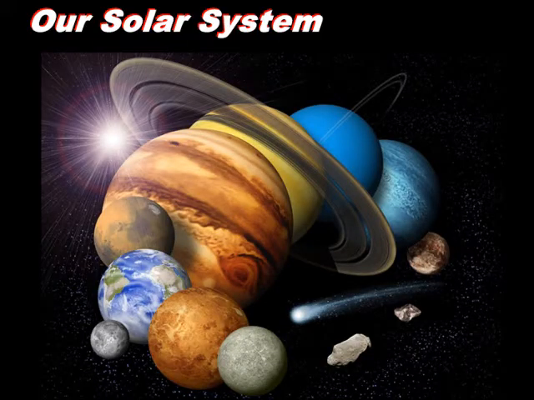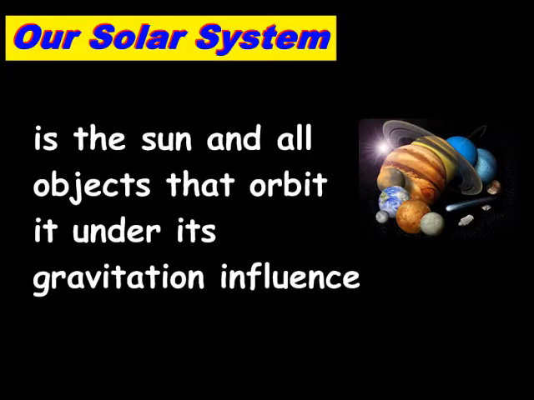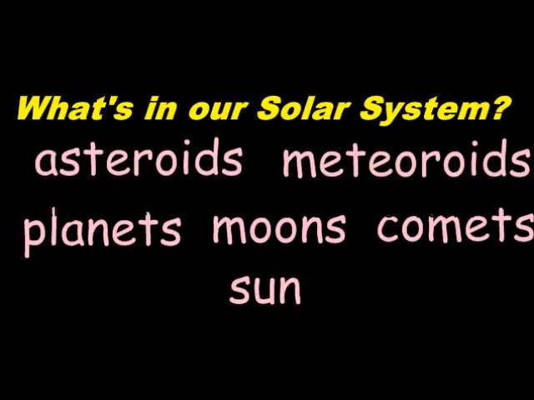This week we're going to be talking about our solar system. Our solar system is defined as the Sun and all objects that orbit it under its gravitational influence. This includes asteroids, which are large space rocks, meteoroids, which are small space rocks, planets, which are spherical objects that orbit around a star, moons, which are objects that orbit around a planet, and comets, which are objects that orbit around a star that are made of ice.